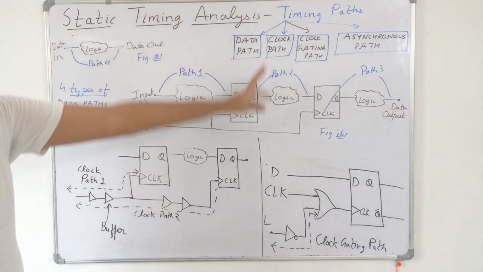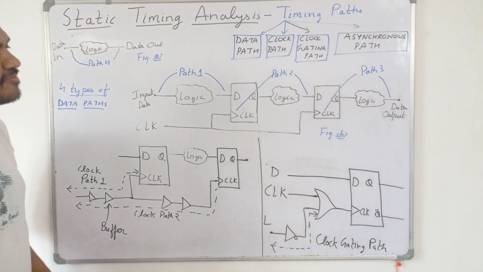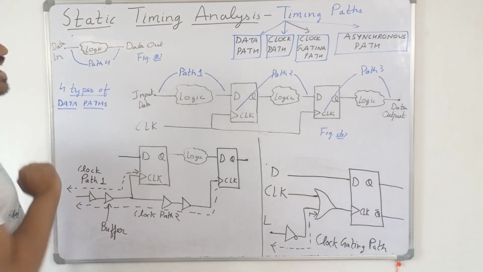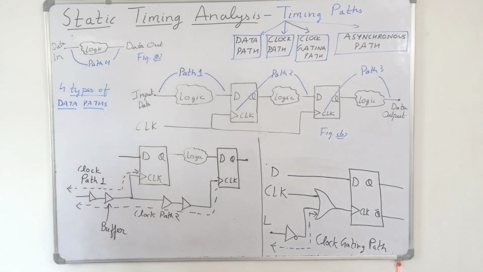So we will break the design into a set of timing paths and finally we will check if there are any timing violations for any design constraint or any timing constraint. That is the basics of timing analysis.